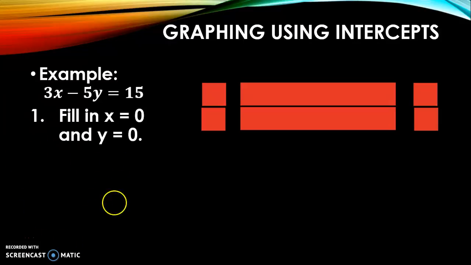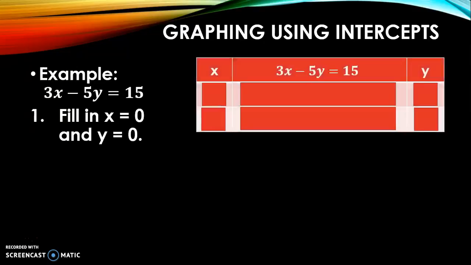To do that, if it's going to be on the x-axis, we need y to be 0. And if we want something on the y-axis, we need x to be 0. So that's why we know these two values. And please note that they are on different points. They are not on the same point. For this y-intercept right here, x is 0, so we will get a y value. This will be on the y-axis.